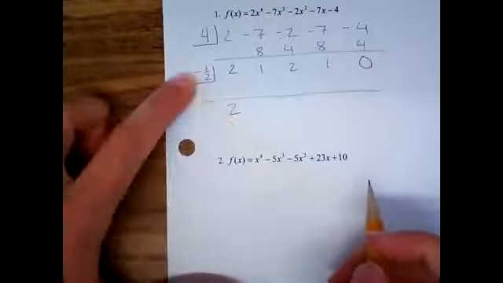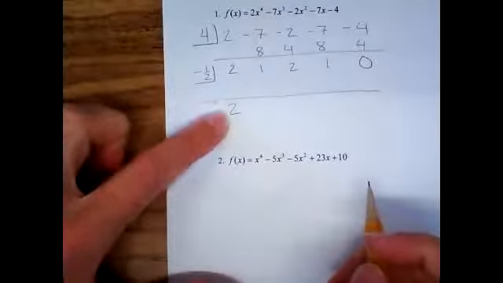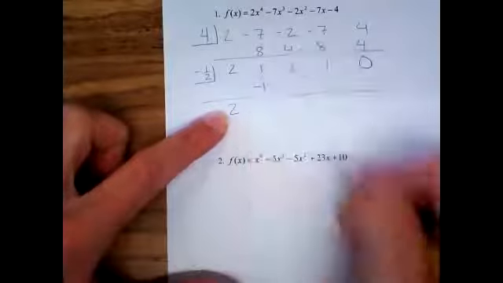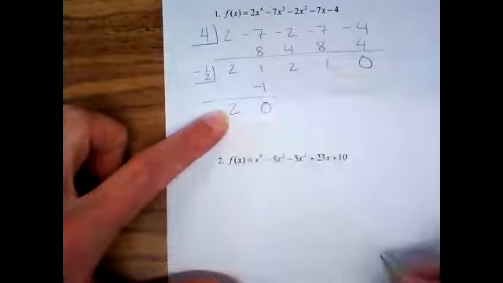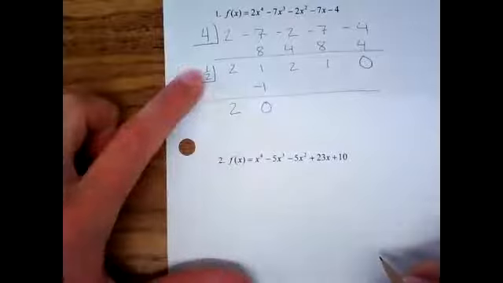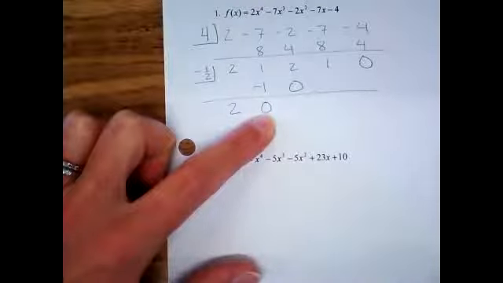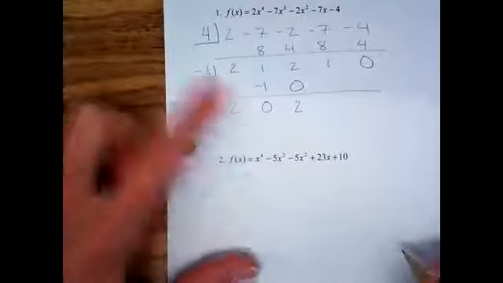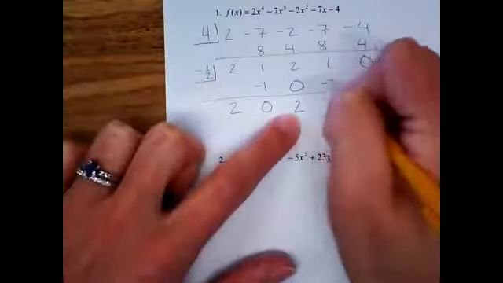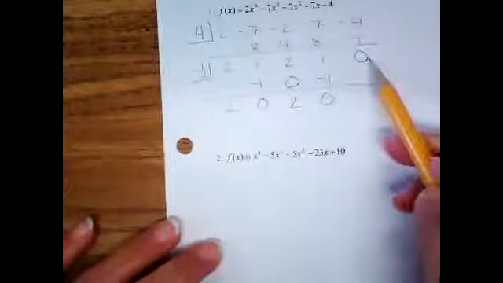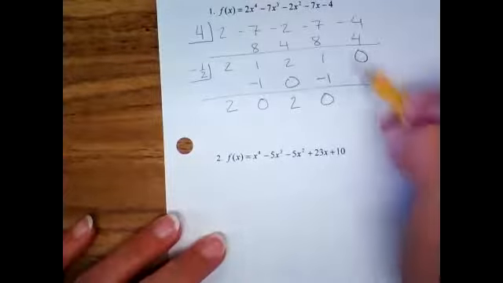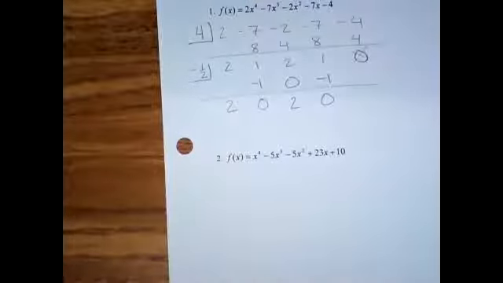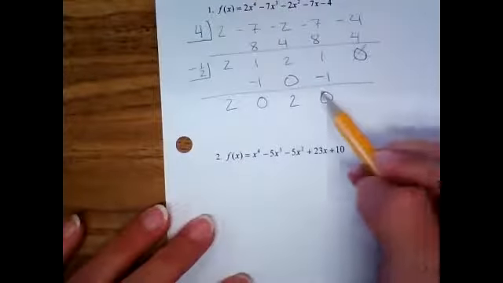-1/2 times 2 will be -1, add the column, you get 0. -1/2 times 0 will just be 0, add the column, you get 2. -1/2 times 2 would be -1, you get 0. What do you have to do with this? Nothing. It was done. That was the remainder there. Okay, and this remainder also came out to 0.